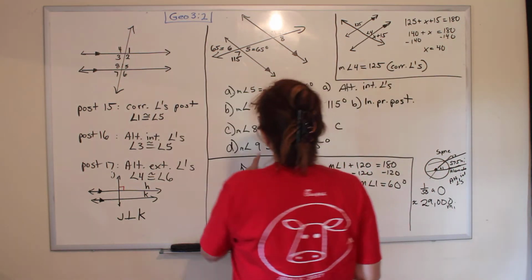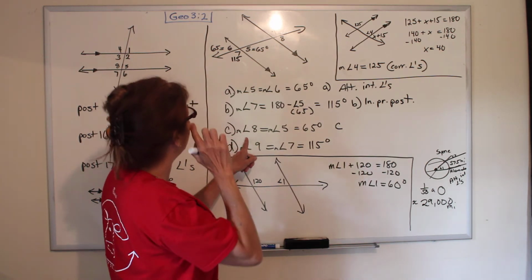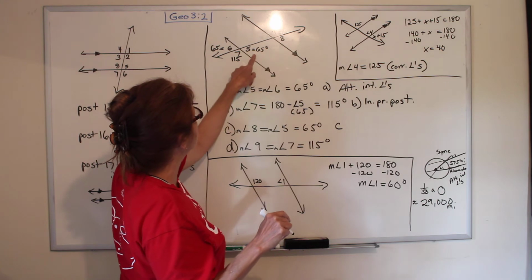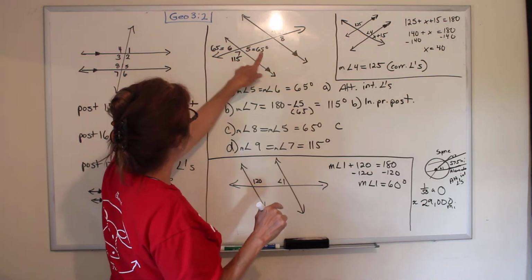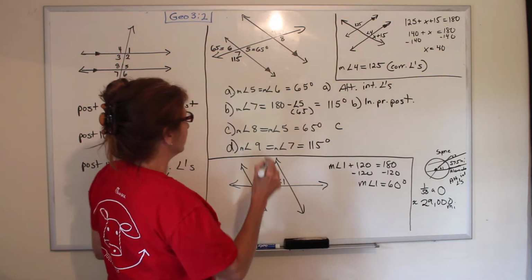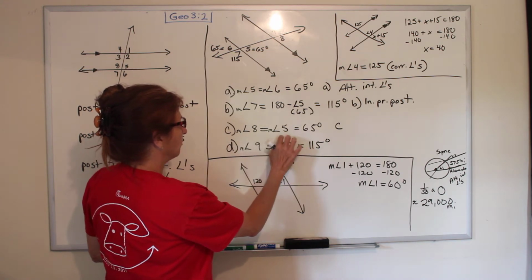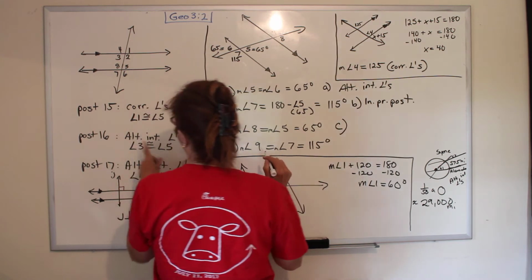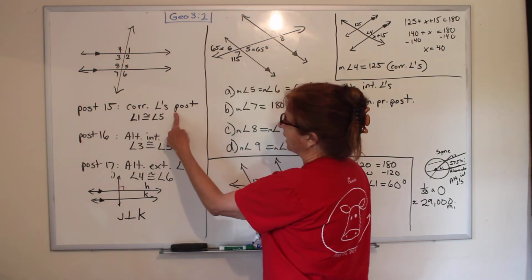Okay? The next one we have is that we can know that 8 is in the same position as 5. Do you see that? That it's in that same position. So 8 is also 65 degrees. And the reason why we know that is our corresponding angles postulate.